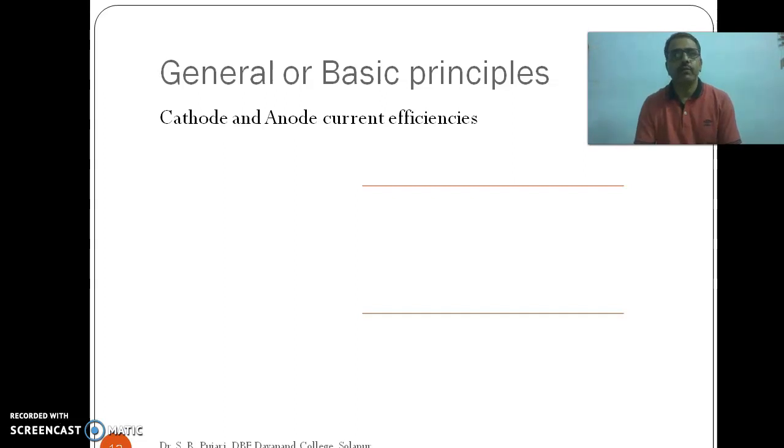This is because electrolytic cells or practical electroplating baths can't work ideally. Whatever current we apply through the electrolytic cell is not properly utilized. That means, in short, the anode as well as cathode current efficiencies are not always 100%. In most cases it is not 100%. Therefore these two concepts, cathode current efficiency and anode current efficiency, are very important in electroplating.